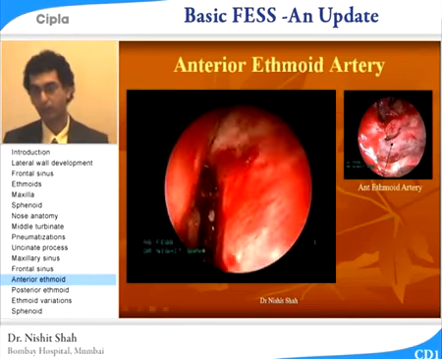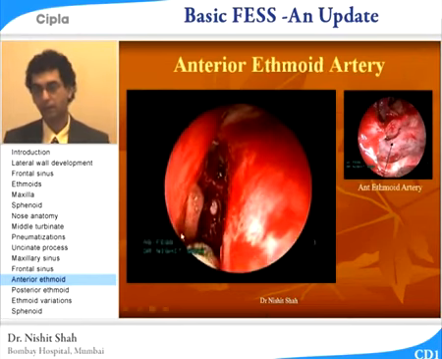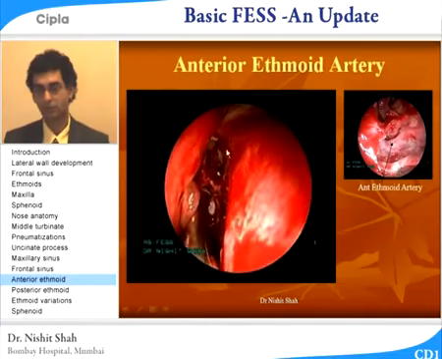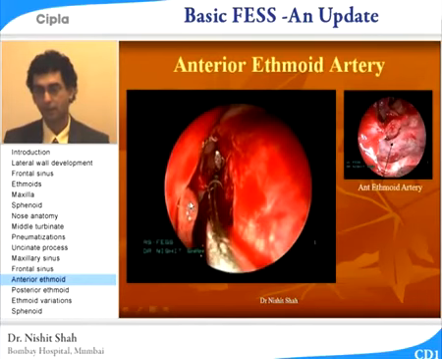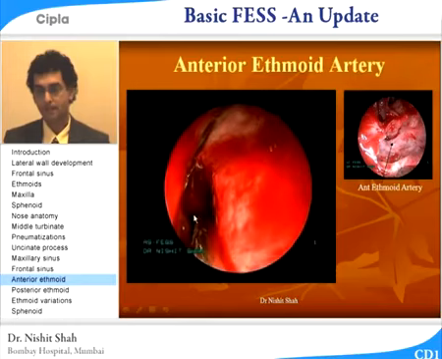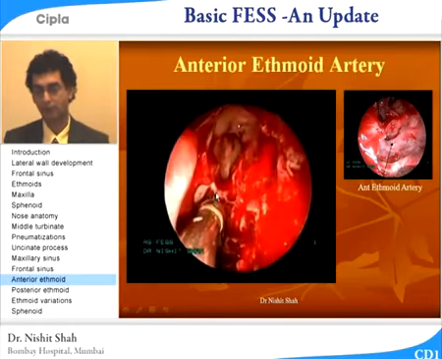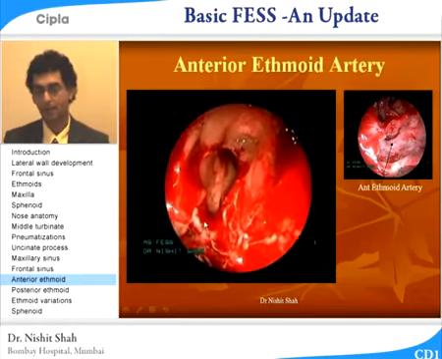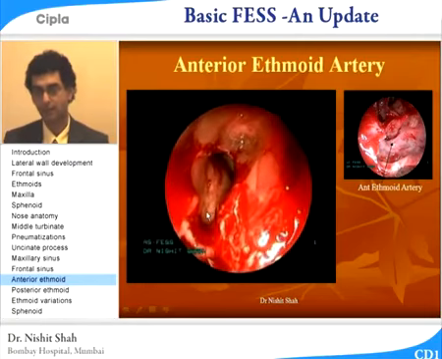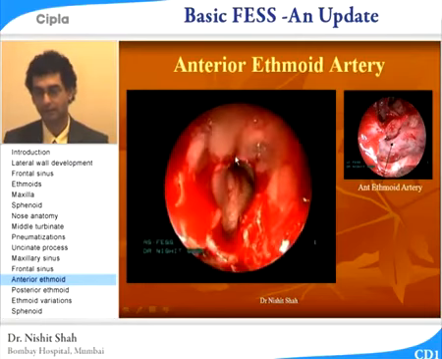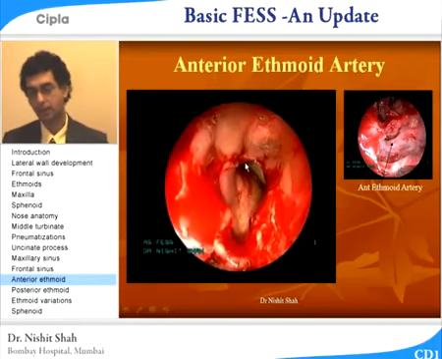So just to take you through a quick video here, you're in the left side of the nasal cavity, lateral wall, middle turbinate here. This is the anterior ethmoid artery, the upper part of the ethmoid complex, above which is the frontal recess, above which is the frontal sinus. So this really gives you a very good idea of anatomy and the relations. Anteriormost and superiormost is the frontal sinus, below which is the frontal recess, below which is the anterior ethmoid artery.